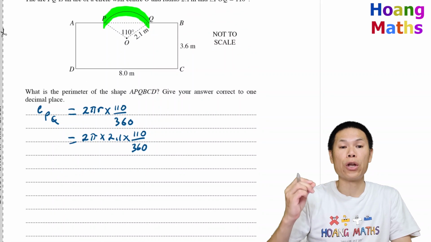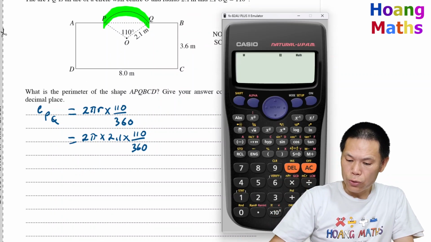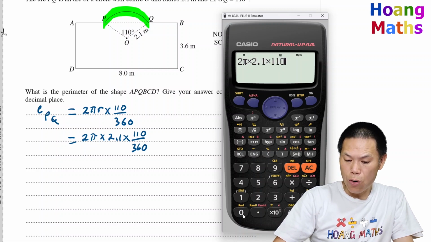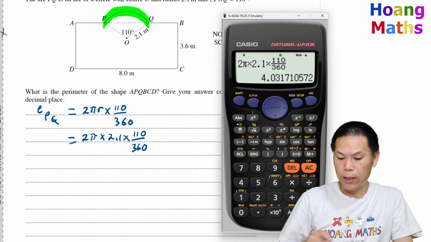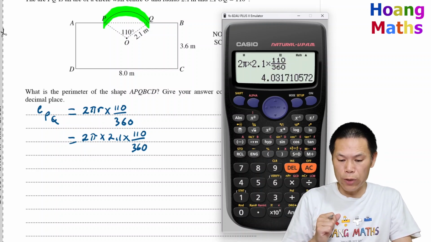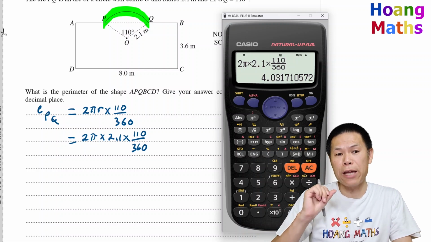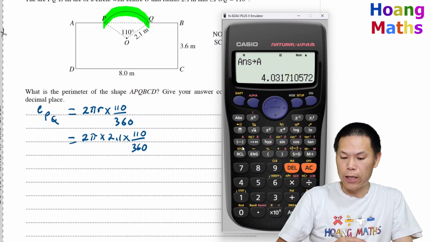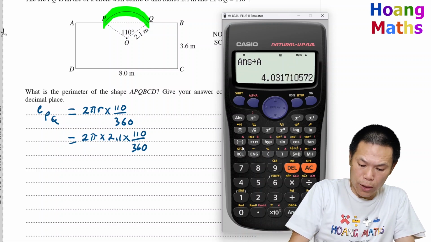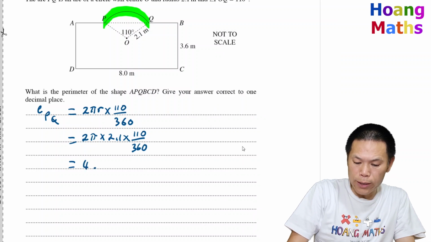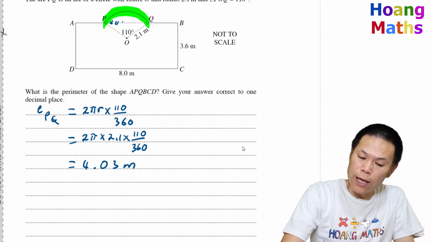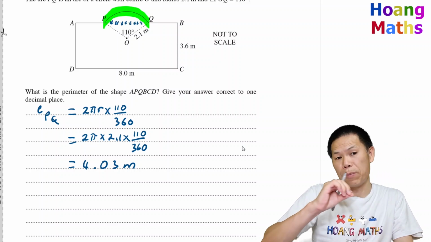Now I put it on the calculator: 2 shift pi times 2.1 times 110 over 360. There you go, 4.03 for now. Let me store this in memory A because I'm going to use it later: answer, shift, store A. So 4.03 meters.